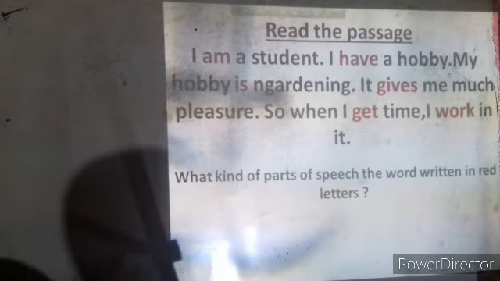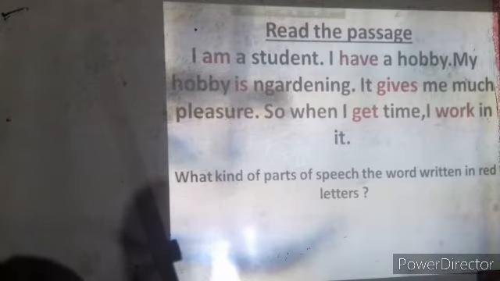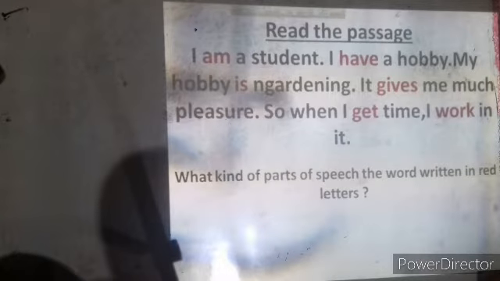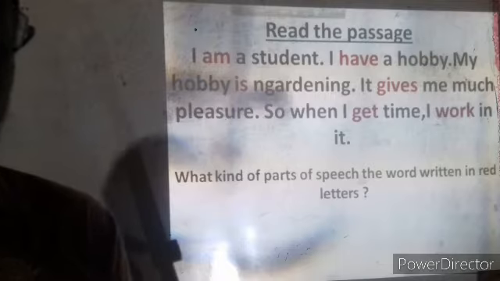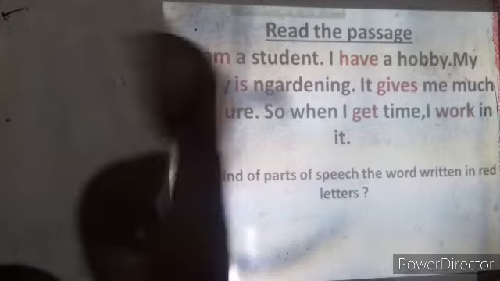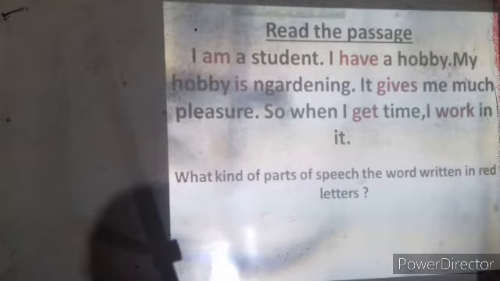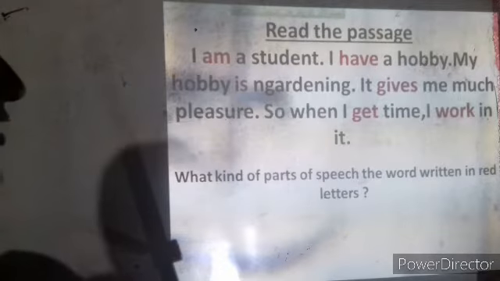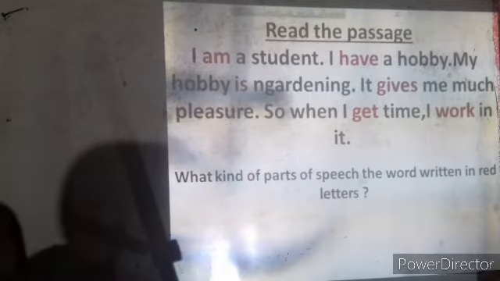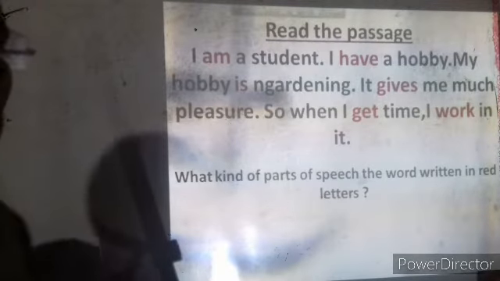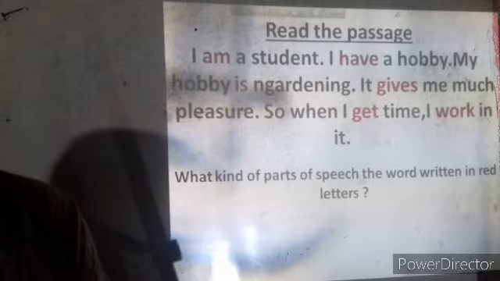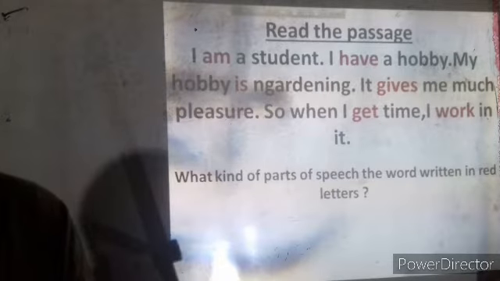Look at these sentences. I am a student. I have a hobby. My hobby is gardening. In these three sentences, there are three verbs: am, have, and is. These show situation or state. So, this kind of verbs are stative verbs. And the next two sentences: it gives me much pleasure. Gives means one kind of action. So, when I get time, get is one kind of action, and I work in it. Work is one kind of action. So, these are action verbs.